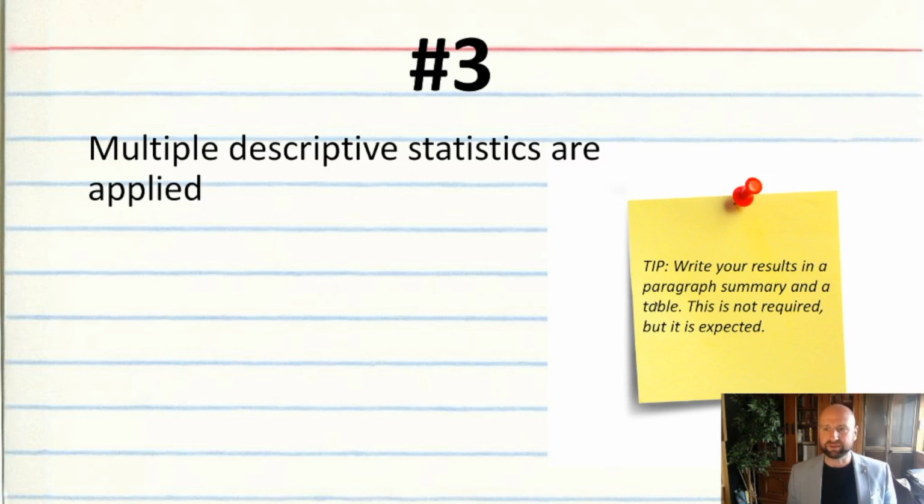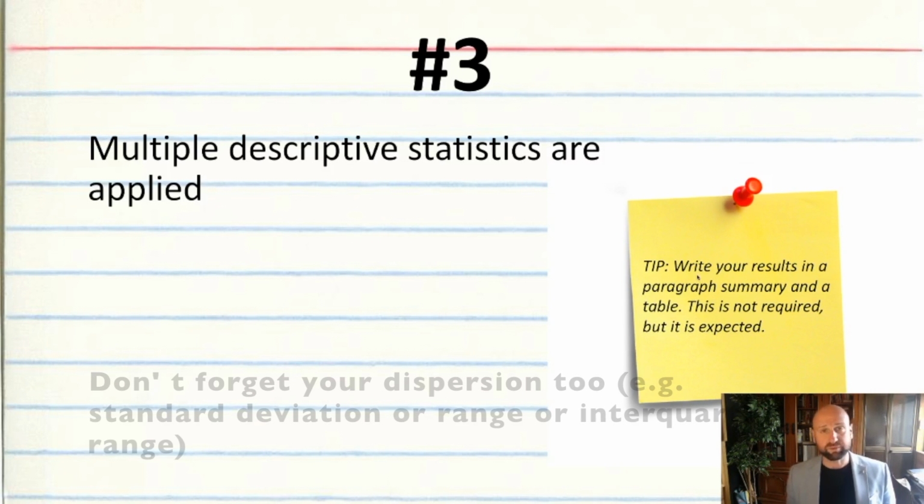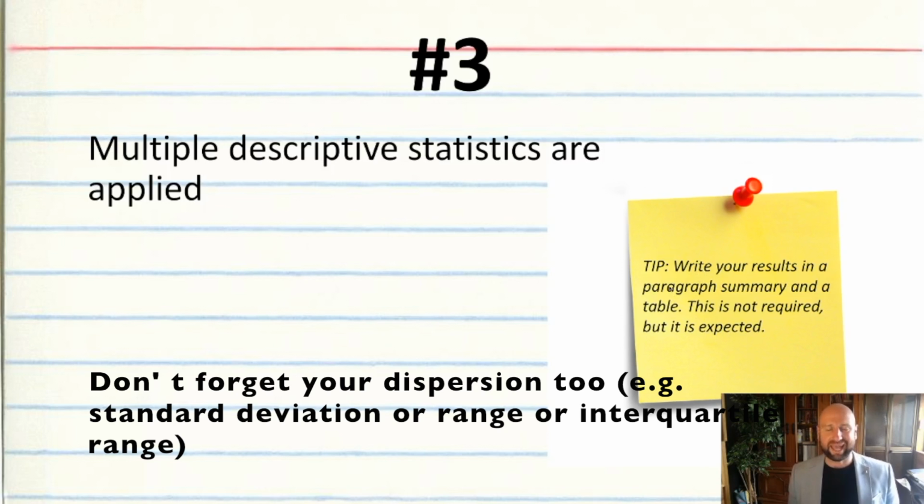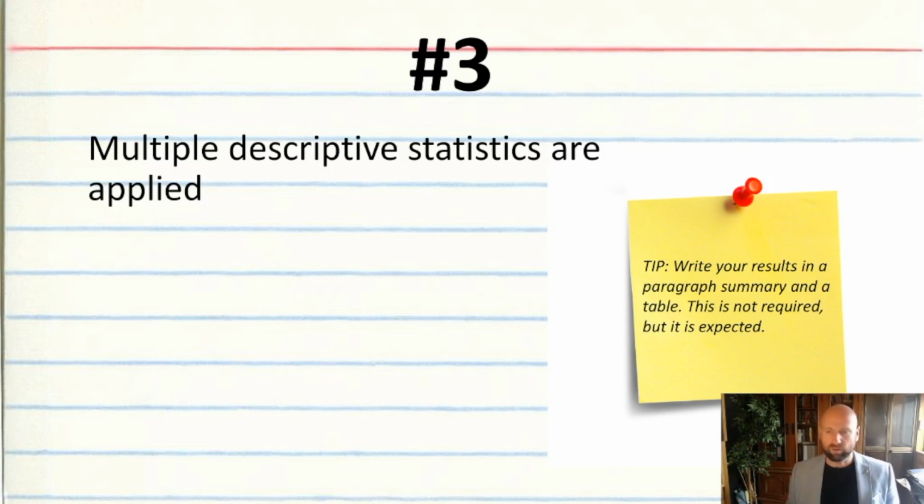Now, my advice would be to also put your results in a paragraph summary and include them in a table. Again, it's not required, but it kind of is expected, and it is just best practice as well. So you put your numerical results in a nice clear table so we can see the comparison, and then you also write a summary, right, of what happened.